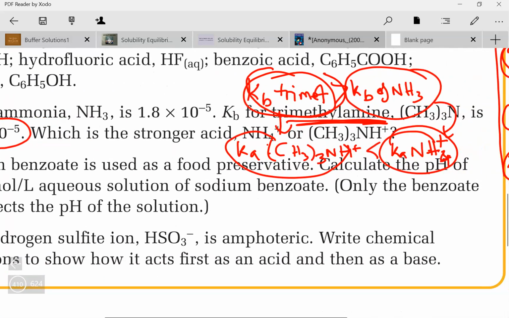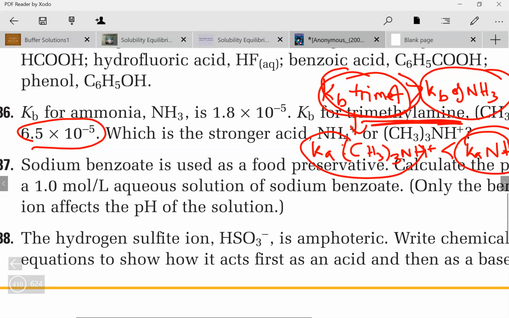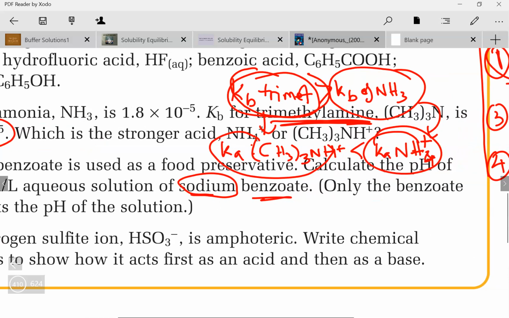So 37. We have to do our ICE table, and again, we're going to ignore the sodium bit because Na+ is not going to react with water. We talked about this in our previous video and in class. Na+ is the conjugate acid of a super strong base, sodium hydroxide, and therefore it is a super weak acid, and will not react with water in any measurable way. So we're only going to look at the benzoate part, and we'll draw our ICE table.